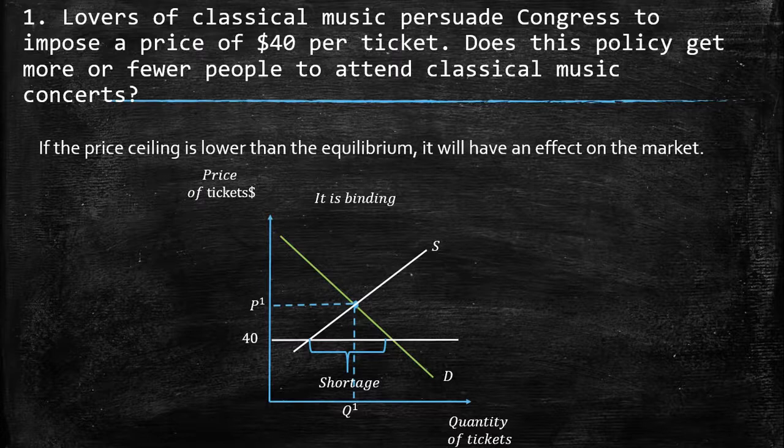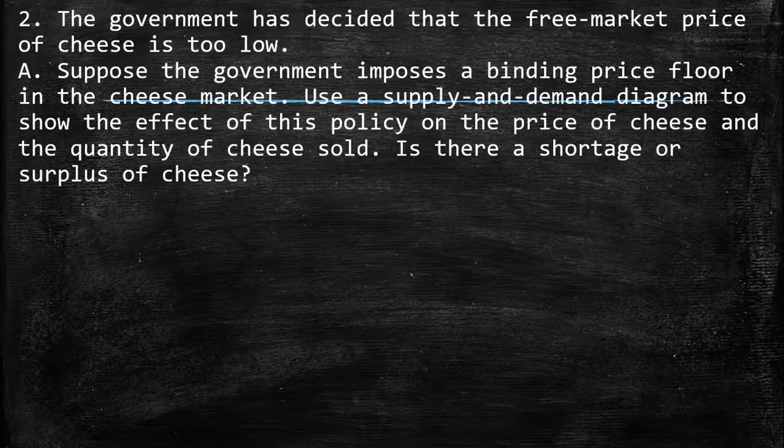Because of the lower price, fewer tickets are going to be offered at this price. But at the same time, the demand is going to be higher. There is more willingness from people to demand more. So there is going to be an imbalance between demand and supply. The demand is higher than supply because of the lower price. It's going to be a shortage. This is the quantity offered and this is the quantity demanded.